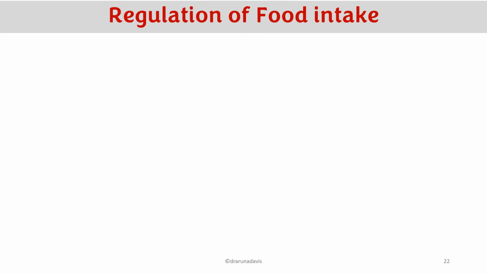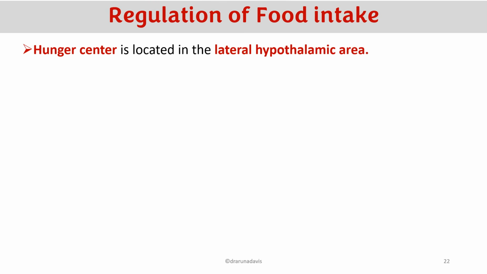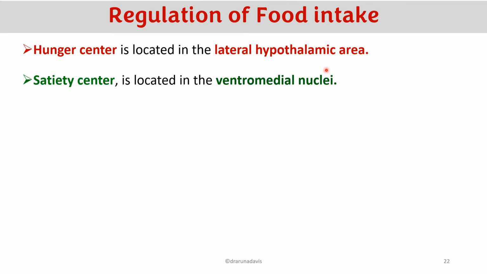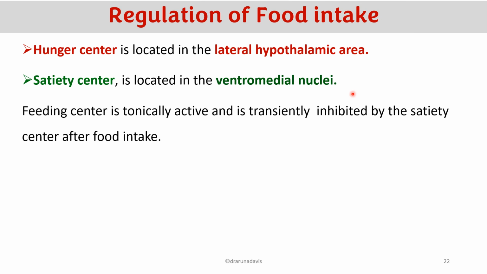Next, we'll see about the regulation of food intake. What is the role of hypothalamus in food intake? Again, you've got a hunger center which is located in the lateral hypothalamic area, as well as a satiety center which is located in the ventromedial nucleus. So here the mechanism is the feeding center is tonically active, every time your body wants to feed, but it is transiently inhibited by the satiety center after food intake. Once you eat food, the satiety center will inhibit the feeding center.